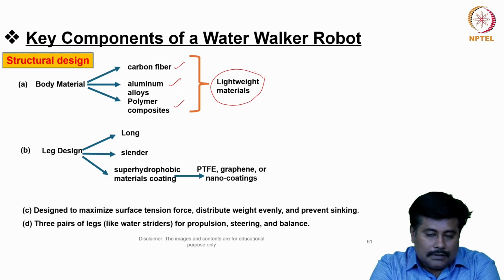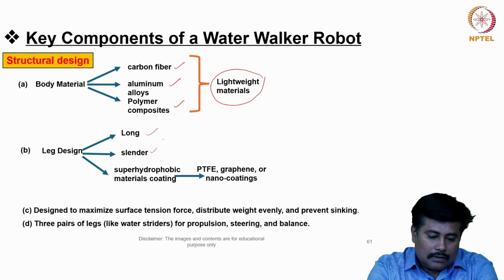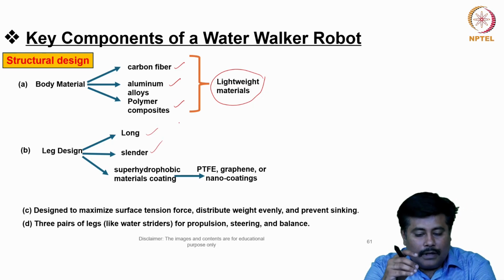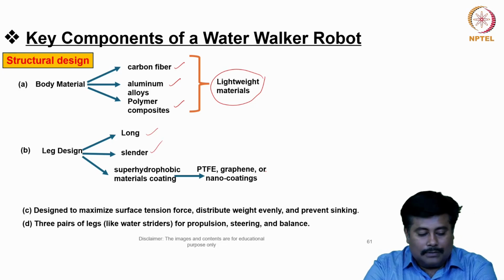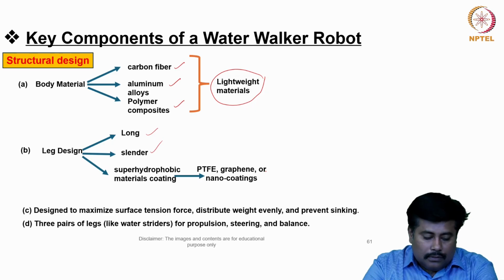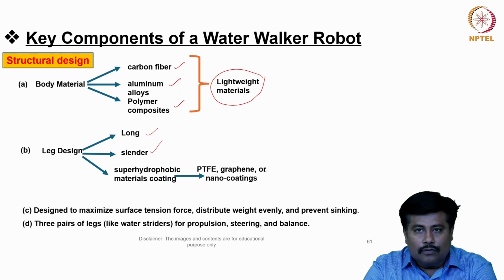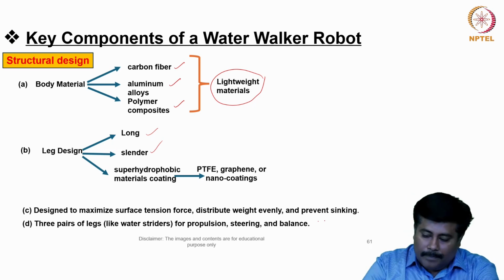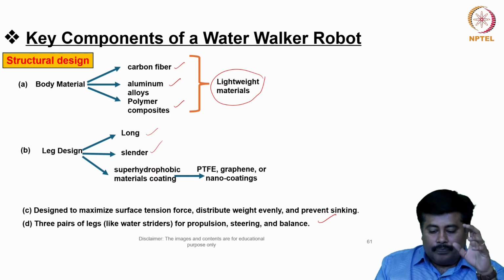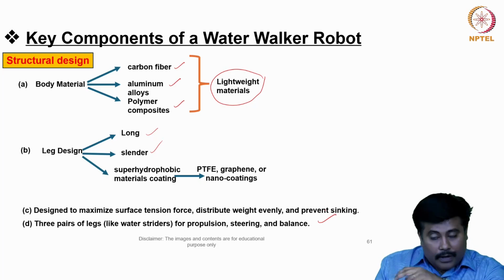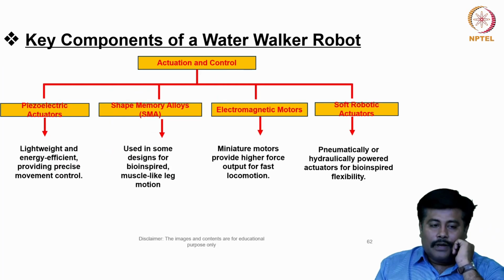Then with reference to leg design, there is a long, slender, super hydrophobic material coating, and a PTFE, graphene or nano coating is also used over here. It is designed to maximize the surface tension force and to distribute the weight evenly, mainly meant for preventing sinking. There are three pairs of legs, like a water strider, which cater to the propulsion, steering, and balancing mechanisms.